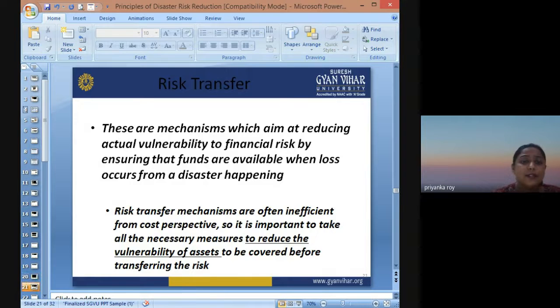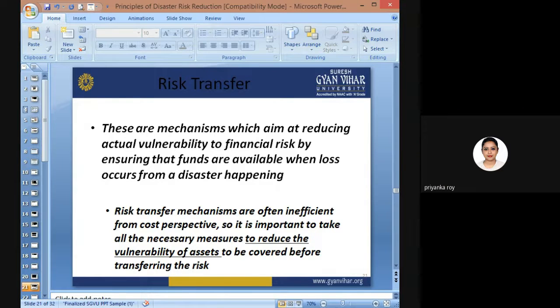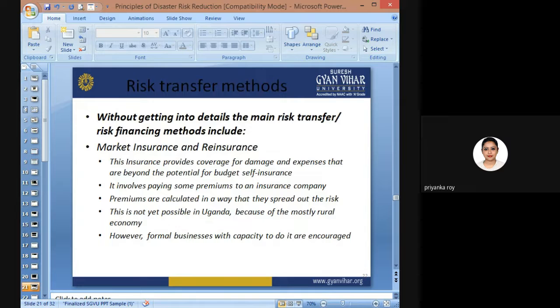Risk transference: there are mechanisms which aim at reducing the actual vulnerability to financial risk, so as to ensure that funds are available when the losses occur, when a disaster happens. So risk transfer mechanisms are often insufficient for cost prevention, and so it is important to take all the necessary measures to reduce the vulnerability of assets to be covered before transferring the risks. So this is all.